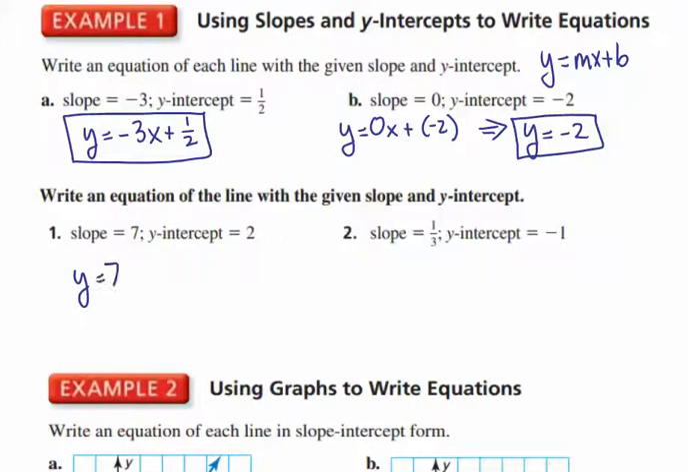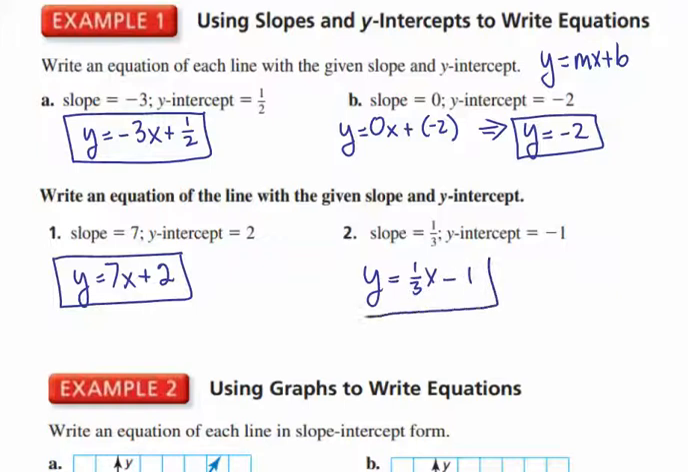We'll go down to the bottom. y is equal to 7x plus 2, just putting the pieces in for m and for b. y is equal to 1/3 x minus 1. So those are some examples. When we're given the slope and the y-intercept, we just put the pieces together into our equation and we're done.